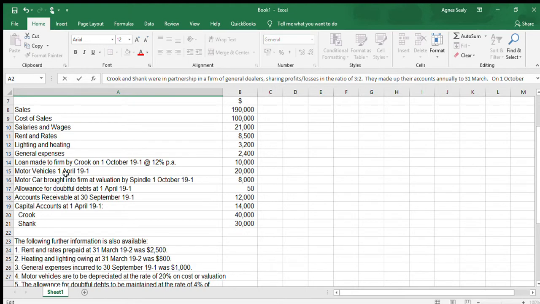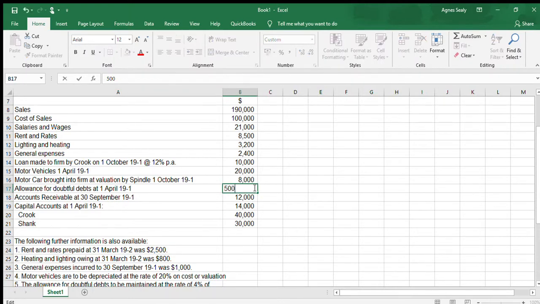Motor vehicles at the beginning of April were valued at $20,000. And then you have a motor car bought into the firm at a valuation, and this car was brought in by Spindle and valued at $8,000. The allowance for doubtful debts at 1st of April 19-1 was $500. And the accounts receivable at the end of September 19-1 was $12,000.